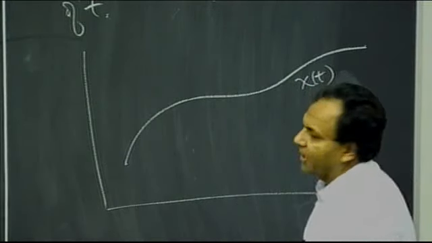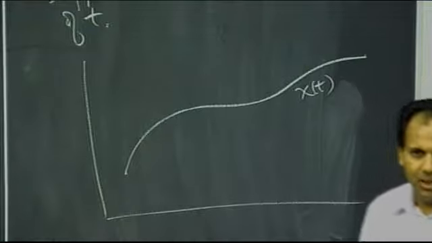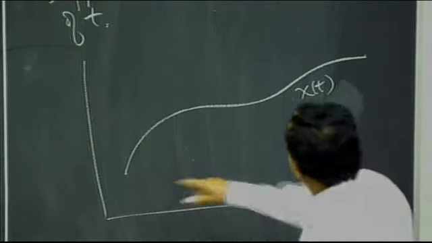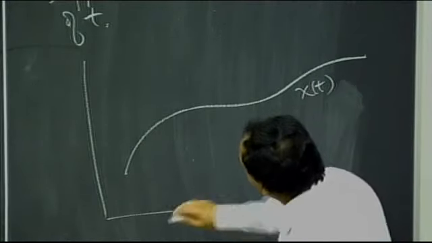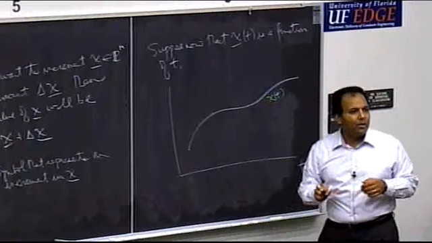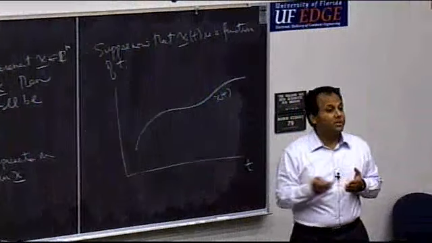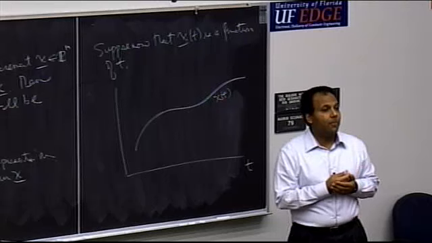Yeah, I'm just doing it for a scalar. Okay, it's a scalar function, just so we can plot it. Now, if this is x of t and this is t here, what does it mean to increment or to perturb, you should say, the function? What do you have to do?